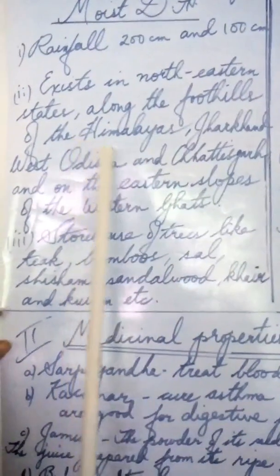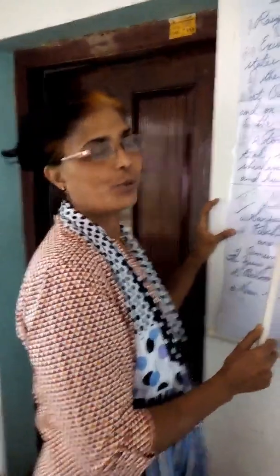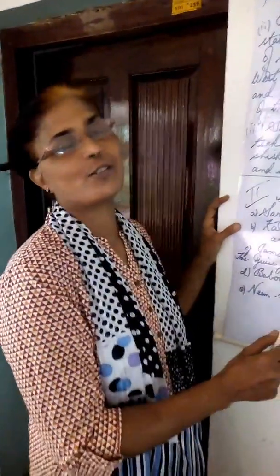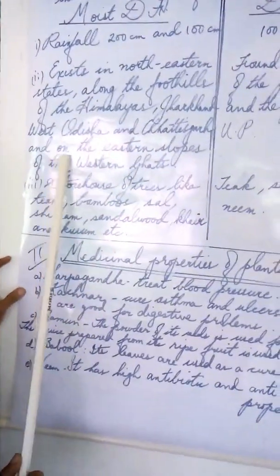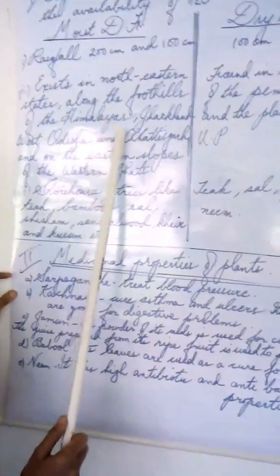Then which part of the country is it found? Which part of our country has moist deciduous forest? It exists in the northeastern states, and especially the foothills of the Himalayas. You studied the parallel ranges of the Himalayas; the foothills of the Himalayas means we're talking about the Shivaliks. I hope you remember it. Moist deciduous forest is also found in the state of Jharkhand, the western part of Odisha, Chhattisgarh, and definitely on the eastern slopes of the Western Ghats. Okay, this is with regard to where the moist deciduous forest is found.